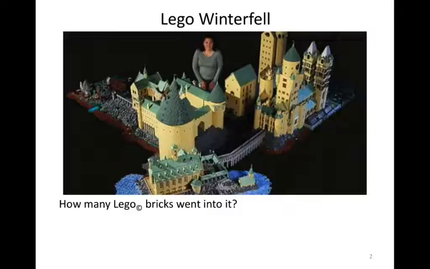Okay, if we've got this picture, we've got Lego Winterfell. And we might say, okay, well, how many Lego bricks went into this? So I can be a jerk and ask a quiz question and see if you get it right. And the actual answer is somewhere on the order of 4 with 5 zeros after it. That's the number of bricks that went into this. That's a lot of bricks.